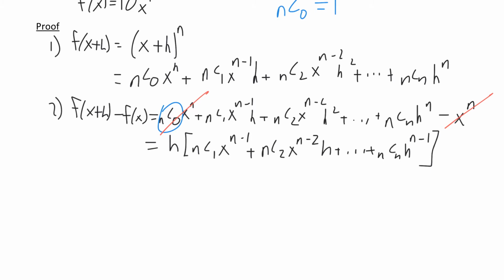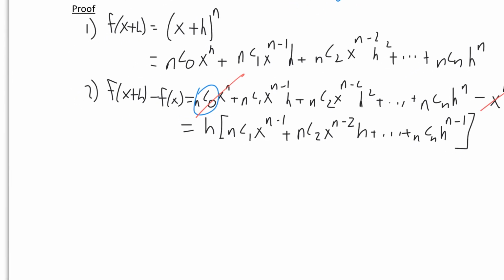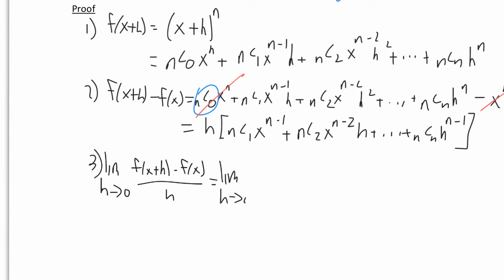All right, time for step 3. So step 3 is you do the limit as h approaches 0 of f of x plus h minus f of x all over h, which means we do the limit of, well, our whole top thing, which is a big mess, all over just an h.